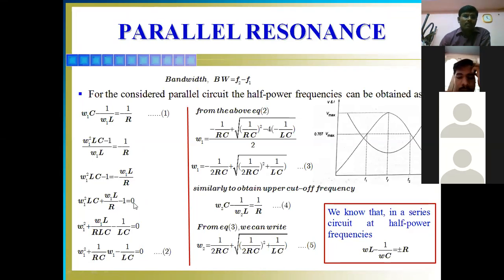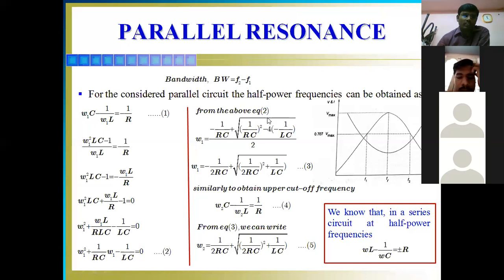To get a second order quadratic equation here, take LC as common. From that, omega 1 squared plus omega 1 L by RLC minus 1 by LC is equal to 0. L gets cancelled, so omega 1 squared plus (1 by RC) omega 1 minus 1 by LC is equal to 0. So this is a second order quadratic equation. You just find the roots of this equation.